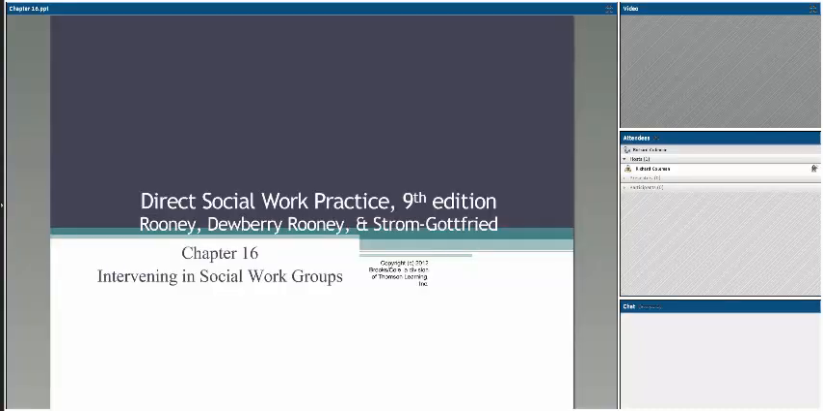Moving on to chapter 16, and this is intervening in social work groups. So we'll spend some time today talking about that whole intervention process. And some of the things that we want to really look at in terms of a purpose for what we want to take away from this particular chapter are understanding the concepts of how group interventions apply to those task groups.